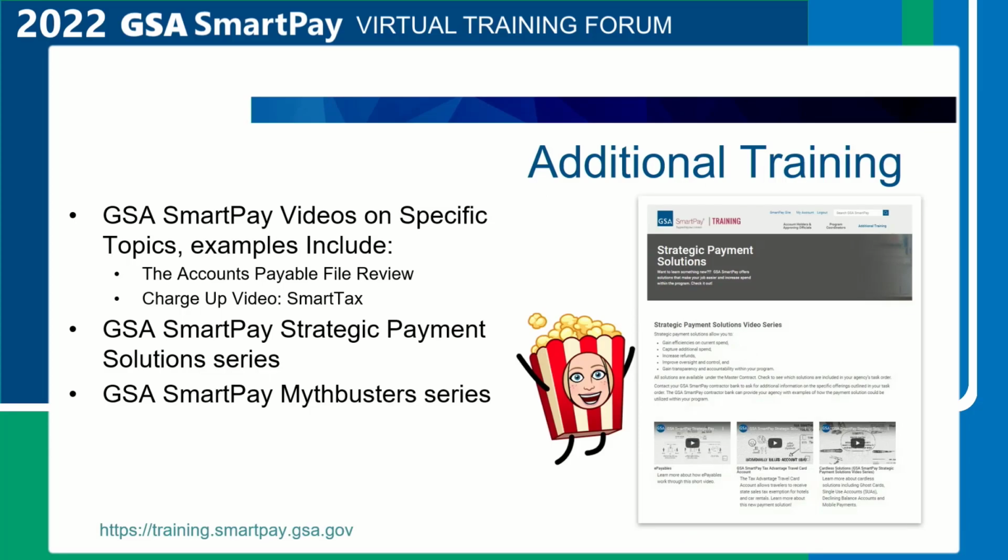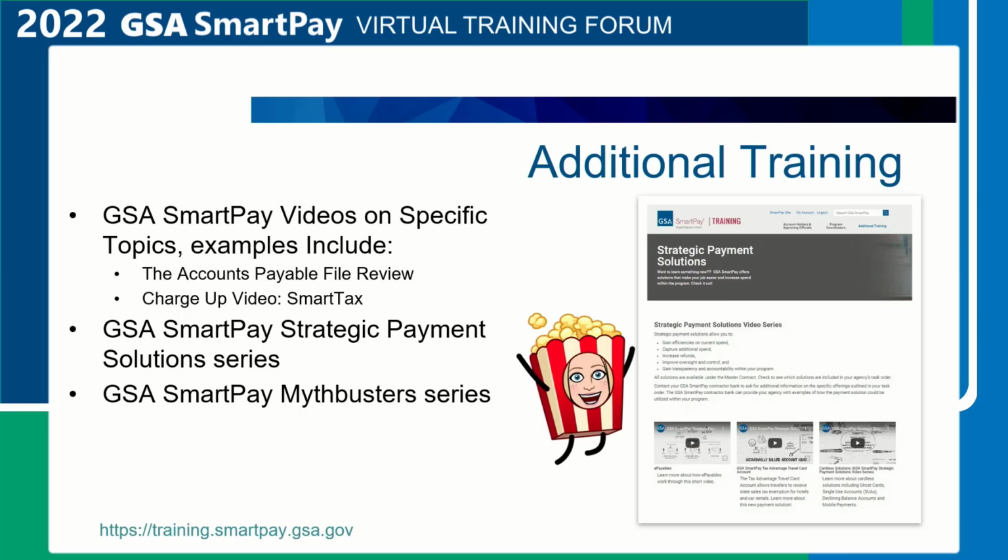In addition to our business line-based training for account holders, AOs, and AOPCs, the GSA SmartPay training site also offers videos on specific topics. This is a great way to learn more about a topic of interest for you or your agency, such as the e-payables or the accounts payable file review. These training videos are available in a brief, digestible format. We offer several different video series that are comprised of short videos on related topics.